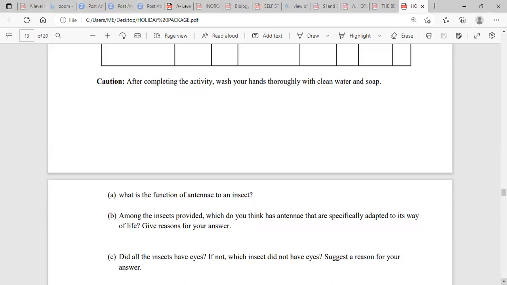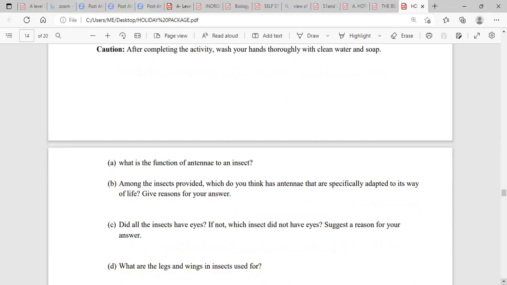That means you are supporting your answer. If it is insect A, then why? First of all, look at the kind of life that the insect lives. If it lives this kind of life, and you have looked at the function of the antennae, now relate the function of the antennae to the kind of life this insect lives, and you see how specifically it is adapted to that kind of life with the help of the antennae. There you should be able to give the reason for your answer.